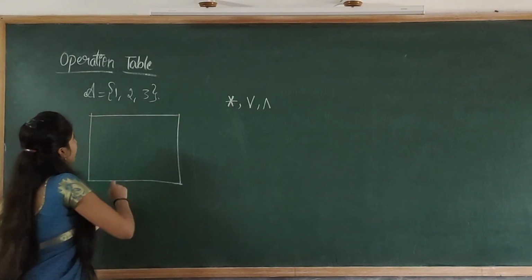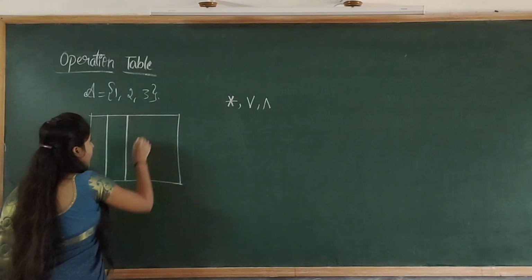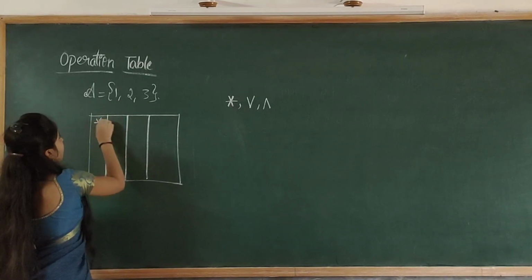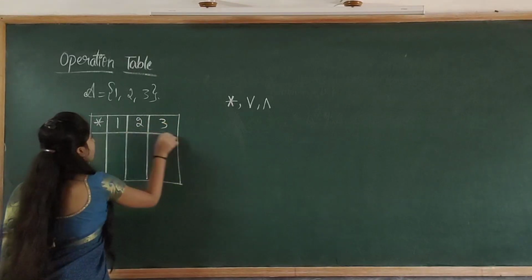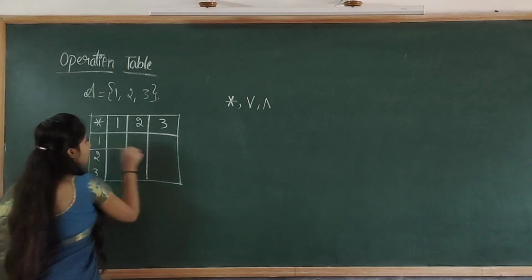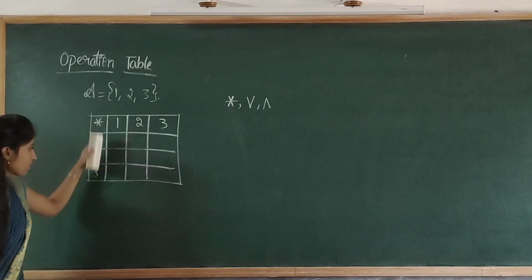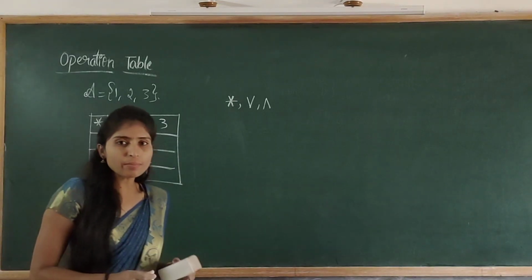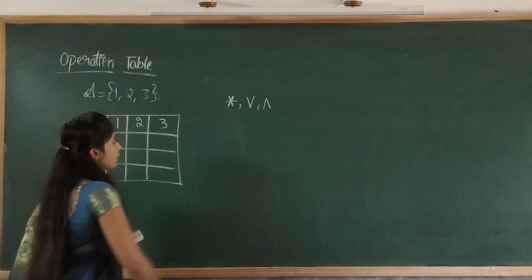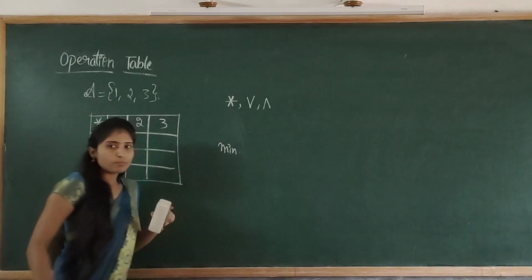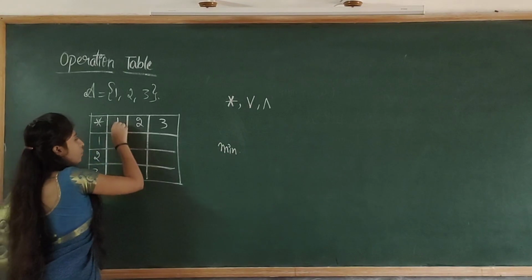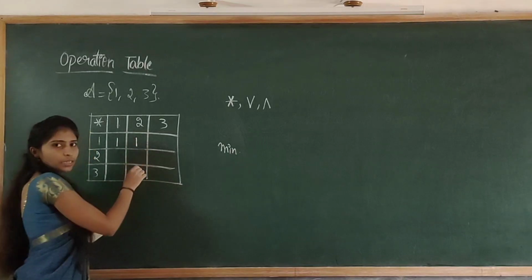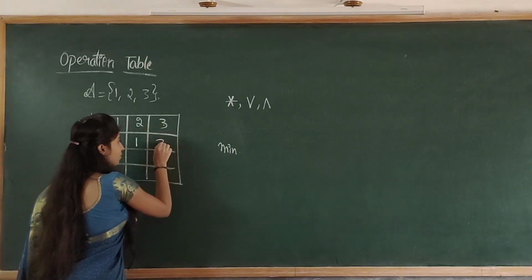Now suppose I take the numbers 1, 2, 3. Here star, I will take 1, 2, 3 across, and here also 1, 2, 3. Consider this row as A and this column as B. In this, if they ask for minimum number or maximum number, I will take the minimum number. In 1 and 1, the minimum number is 1. In 1 and 2, the minimum number is 1. In 1 and 3, the minimum number is 1.